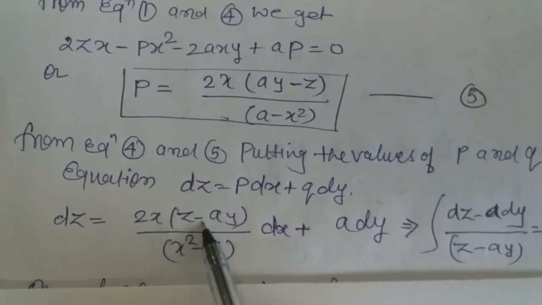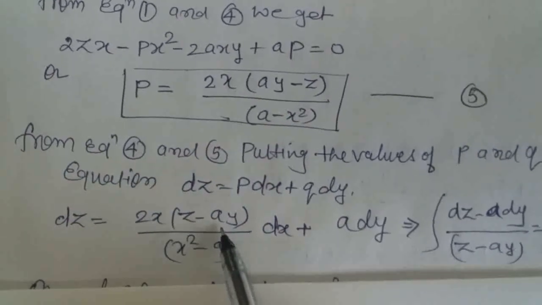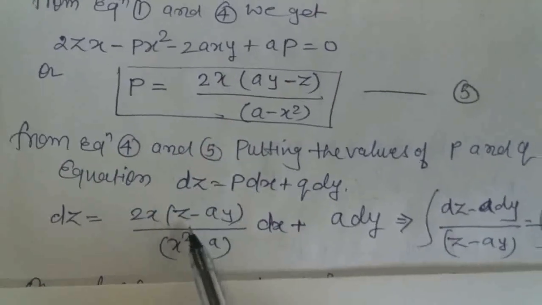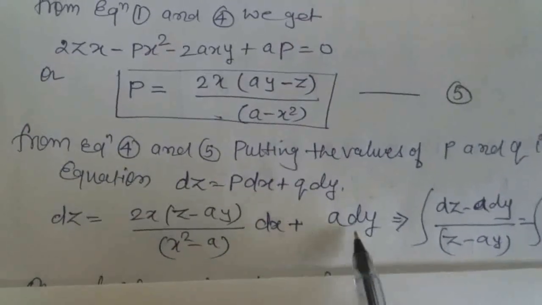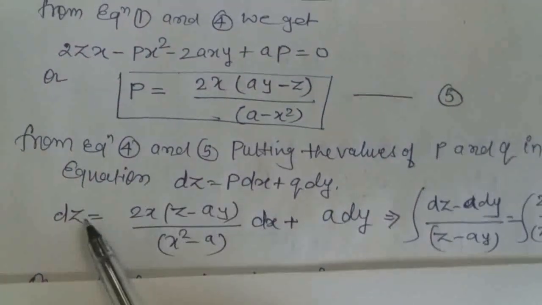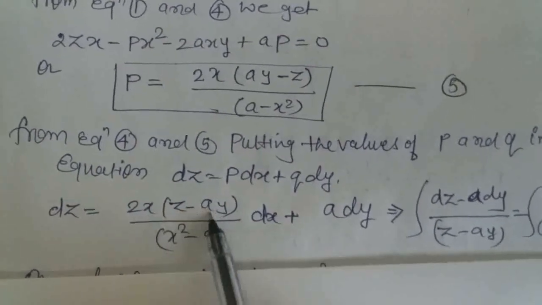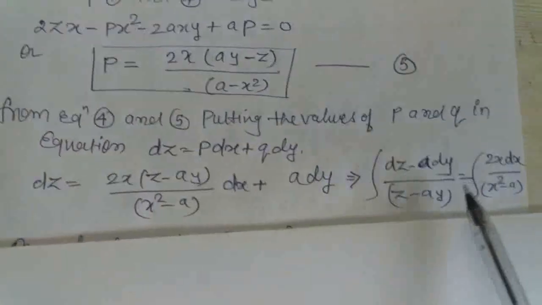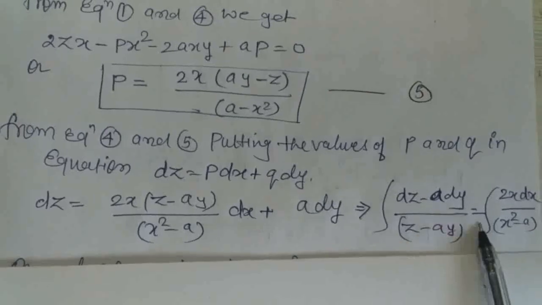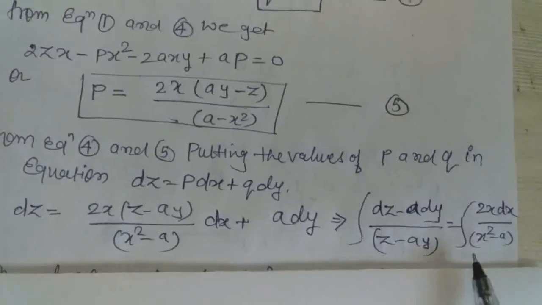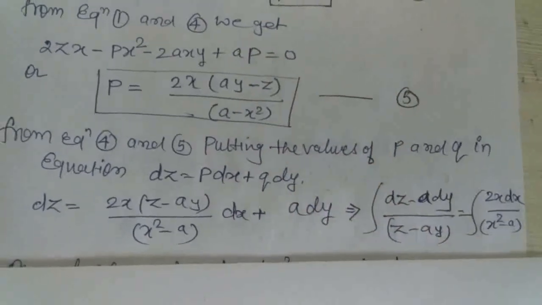The derivative of the term z minus ay is dz minus a dy. So can we have the term dz minus a dy in this equation? Yes, if we transfer a dy to the left hand side, we get dz minus a dy, and then we divide by z minus ay. So we get dz minus a dy upon z minus ay equal to 2x dx upon x square minus a. So the variables are separated.